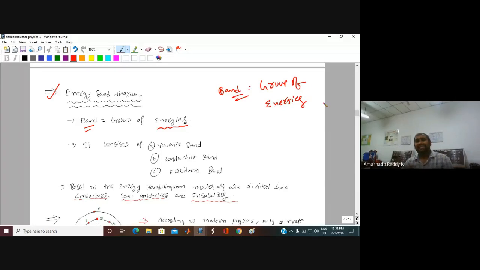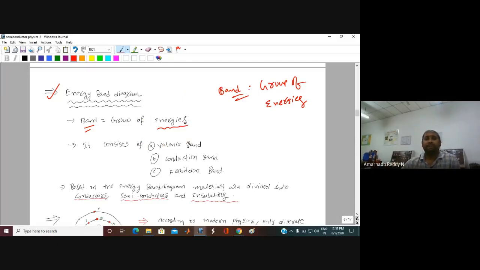Till now we studied energy level, that is, the energy level of a single atom. When you combine in a solid, atoms are close together. In a solid there are so many atoms, and each atom has one energy level. If you combine n atoms, you get n energy levels. All energy levels are combined together, and this combined set of energy levels is called a band. That band is a group of energies.